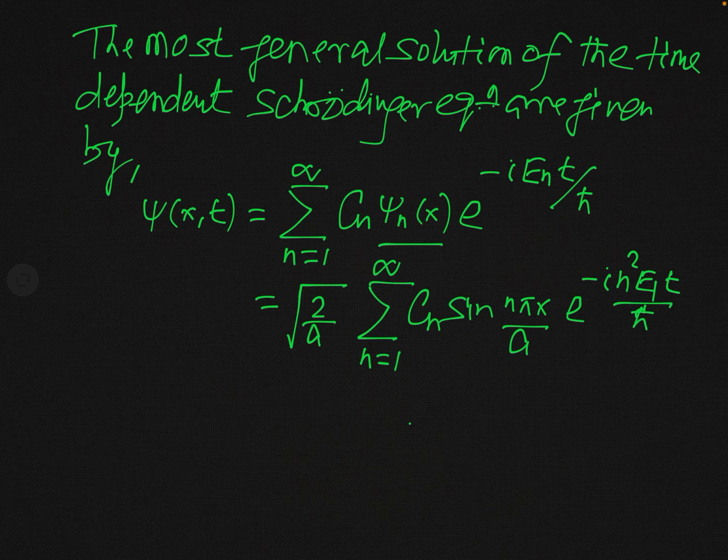So this is the general solution of the time dependent Schrodinger equation for this problem, because we had considered only the stationary states to solve this problem. But if you consider the time evolution, then the eigenfunction or the wave function for this system will be like this. So this was all about the particle in a one-dimensional box.